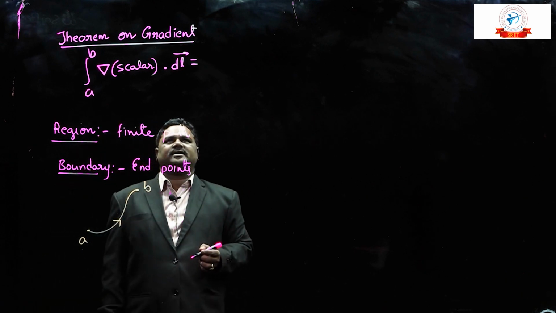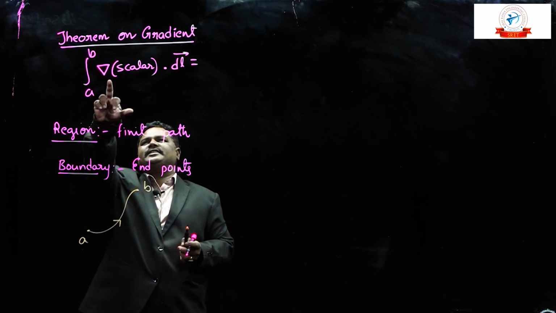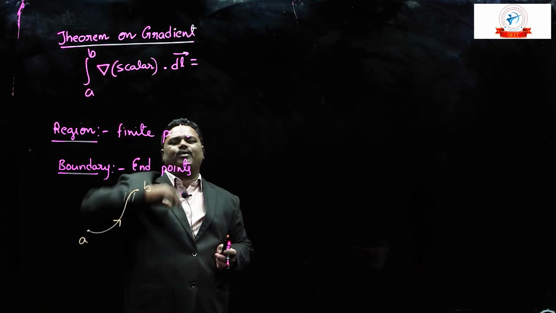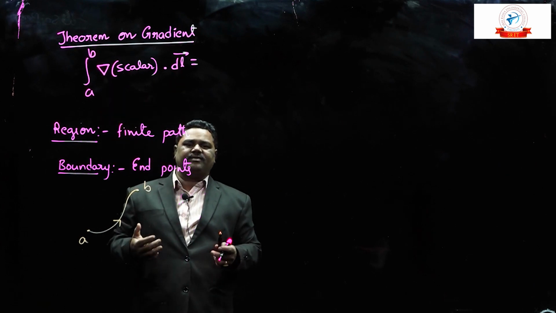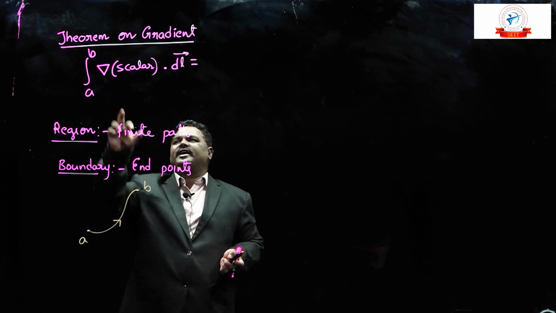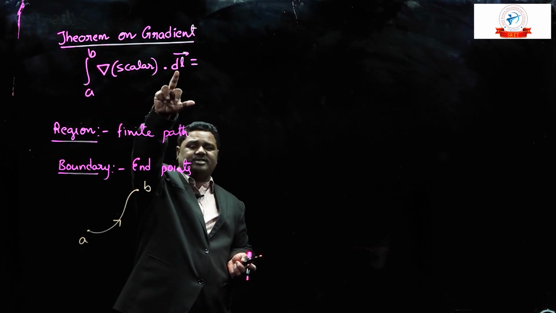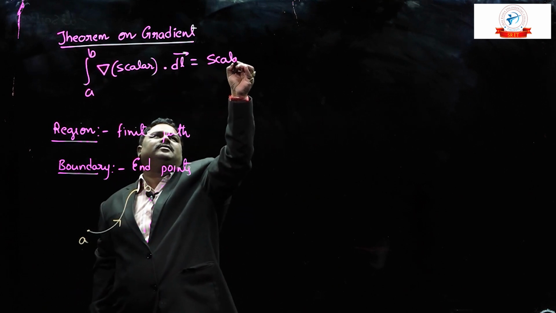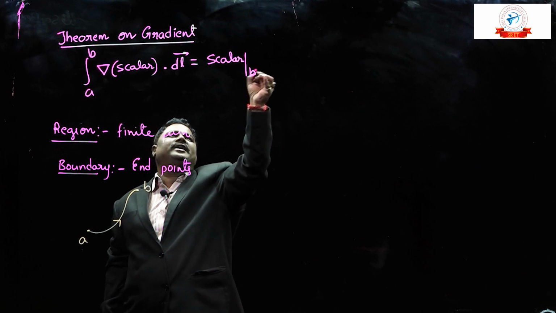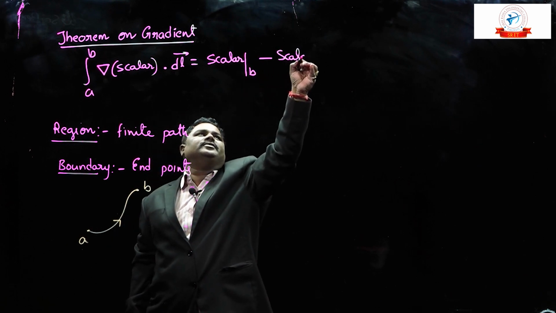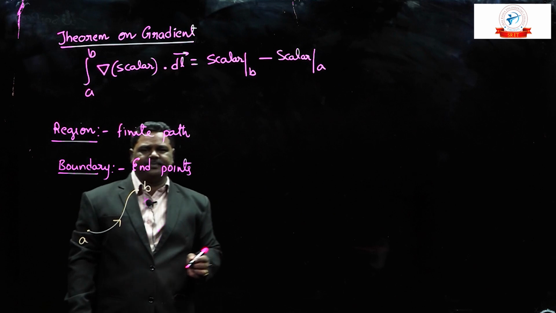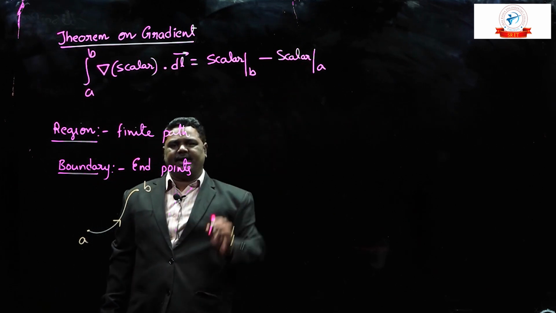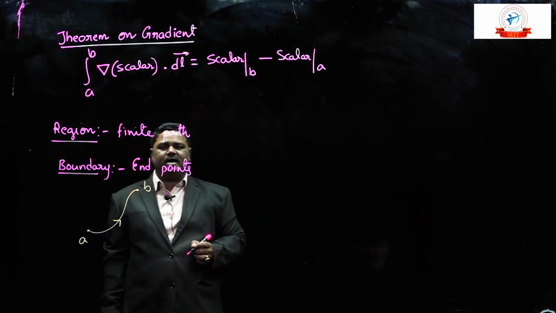Just for an idea, you can observe here, there is a differentiation and there is an integration. Integration and differentiation both are with the spatial coordinates, that is, with respect to x, y, z. You can cancel spatial differentiation with the spatial integration. Then you get only this parameter, the scalar at point B minus scalar at point A. So the right side is in terms of its boundaries or its endpoints. This is called the theorem on gradient.